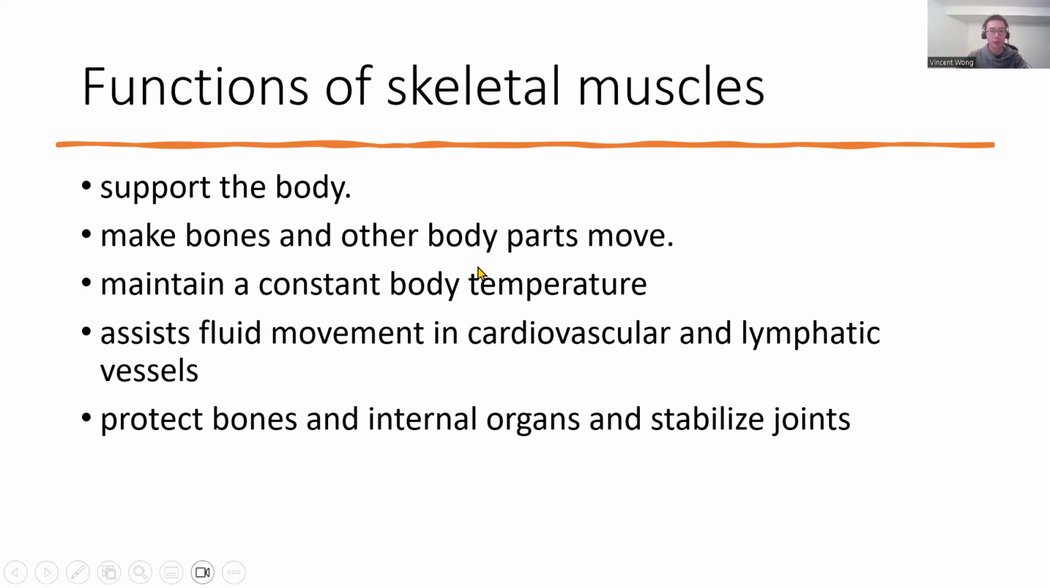Make bones and other body parts move. When the bicep contracts, it pulls on the radius and the ulna, right? And then it allows you to flex your joint. Maintain a constant body temperature. When you are cold, how do the muscles help you keep warm? What is the one thing that they do for your body when you're cold?